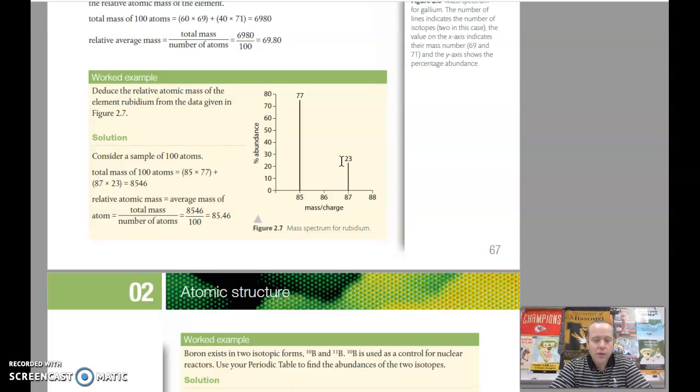To find the relative mass or the average mass of this sample, we simply take the mass times the percentage, do that for both sets and add them together. When I do the work, it's going to be 85 times 0.77 plus 87 times 0.23, and that keeps me from having to divide by 100 at the end. 85.46 would be the answer, and this work is detailed in my written out notes.